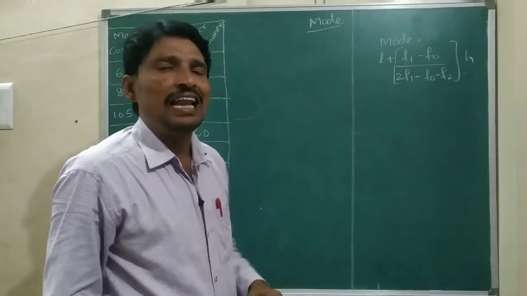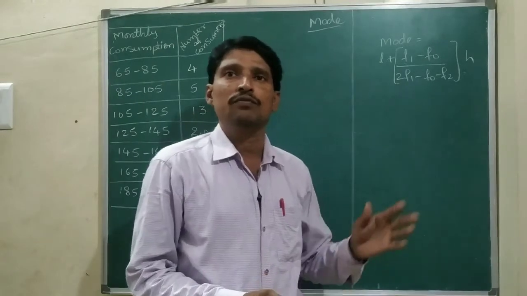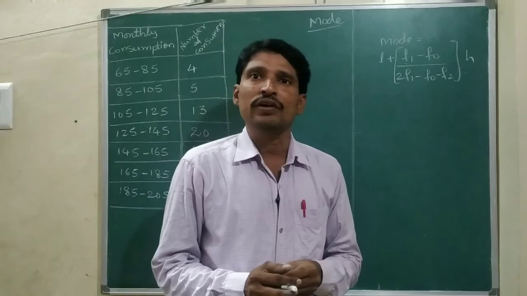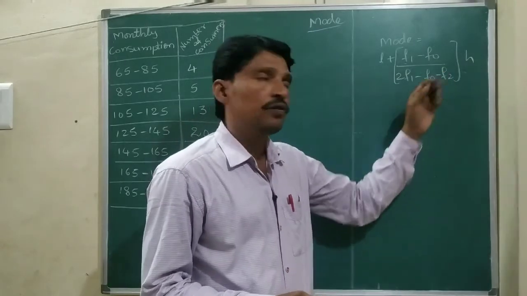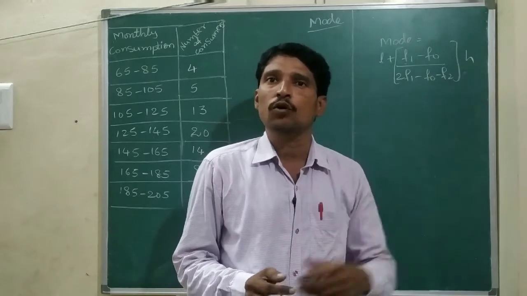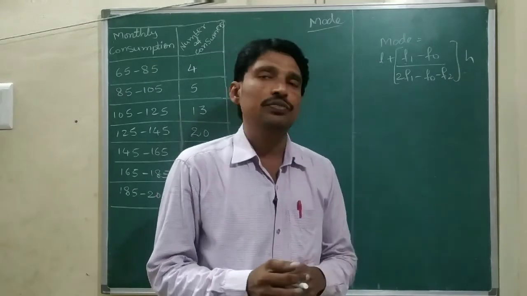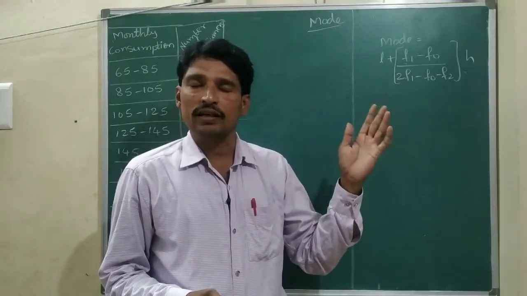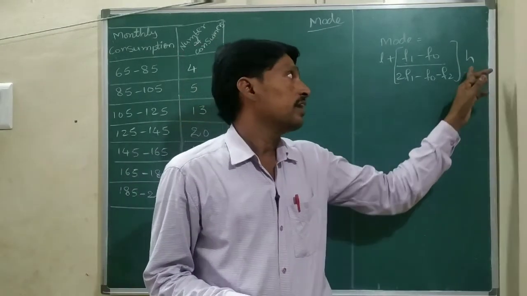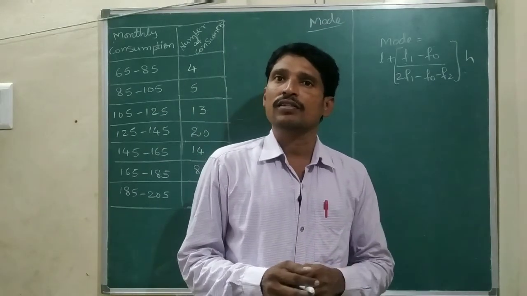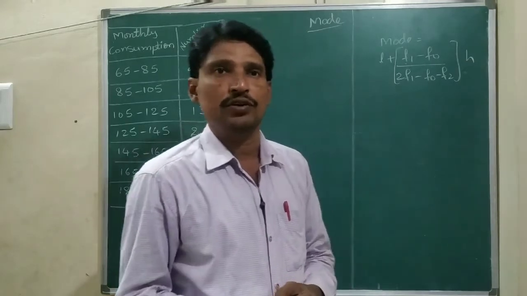Here L means lower boundary of the modal class. F1 means frequency of the modal class. F0 means frequency of the class preceding the modal class. Next F2. What is F2? Frequency of the class succeeding the modal class. Next, height of the class. H is height of the class or size of the modal class. Any one we need to take.